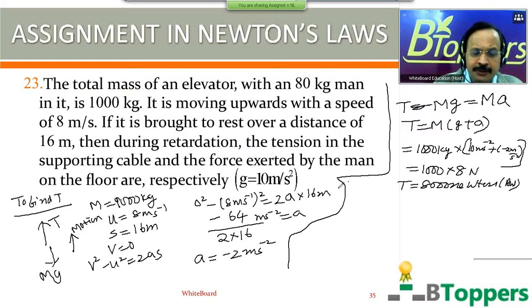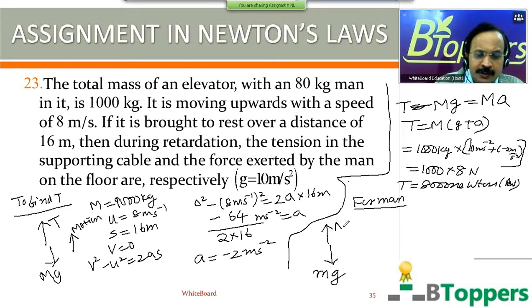Then to answer the second part of the question, we consider the man as one system. If you consider the man as a system of mass 80 kg, let small m denote the mass of the man. Let N denote the magnitude of the normal reaction force on the man by the floor of the lift.